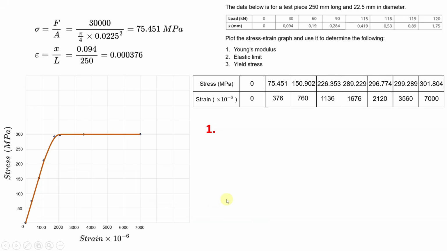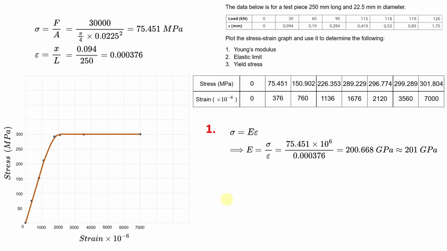And so for me, I decided to pick the first point. Remember that stress is equal to Young's modulus multiplied by strain. Therefore, Young's modulus will be equal to stress over strain. And I just picked this first point, which is this point here. If you want, you could also pick that point to try and find the Young's modulus. And you could also pick this point because this is the limit of proportionality.